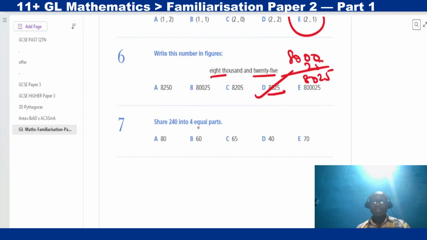All right, question number 7. Share 240 into 4 equal parts. That is just 240 divided by 4. So 4 into 24, we go 6 times. So it's going to give us 60. And that is option B.